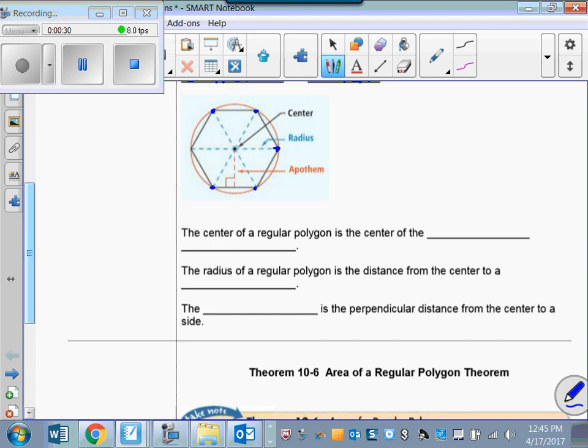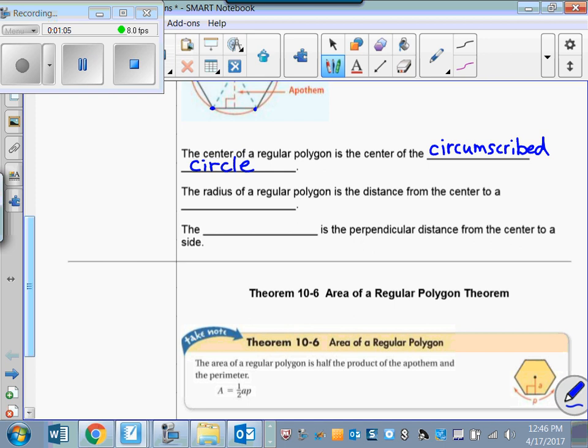Okay, and so what you can see here by this little diagram that I've posted is the center is the center of that circle also, right? So the center of a regular polygon is the center of the circumscribed circle. Remember that circle is circumscribed about the hexagon, or the hexagon is inscribed in the circle. So the center of that hexagon in my picture is also the center of that circumscribed circle.